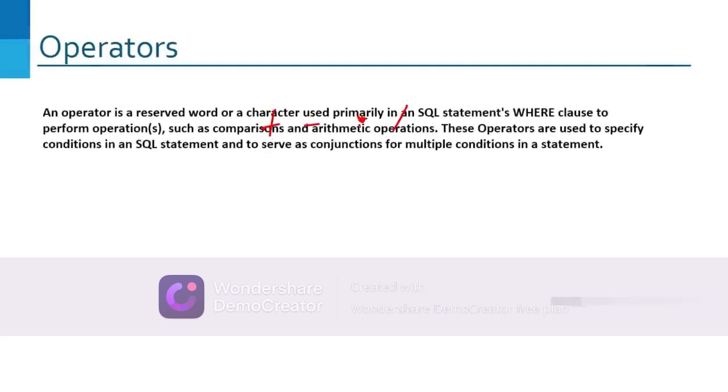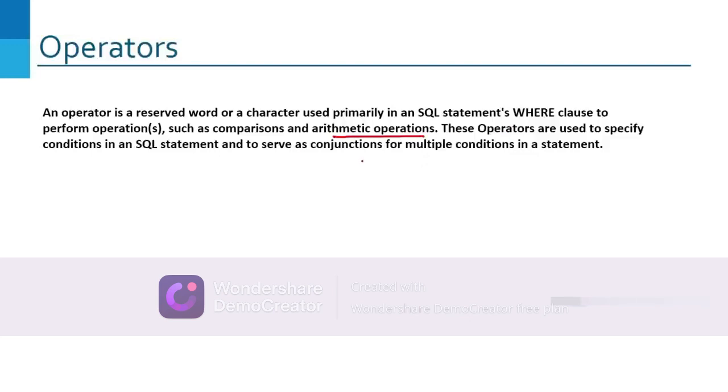Okay, let's move to the operators. In operators, we have a lot of operators which we use in Oracle, but the most common ones are plus, minus, multiplication and division. Why are these common ones? Let's understand. An operator is a reserved word or a character used primarily in an SQL statement's WHERE clause to perform operations such as comparison and arithmetic operations. Arithmetic operations I have just told you.